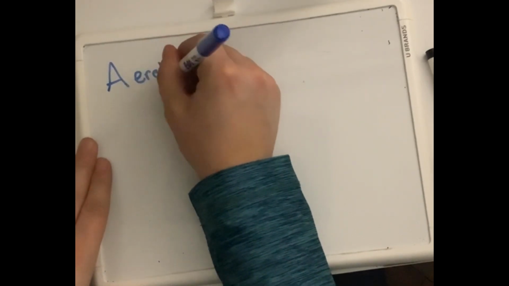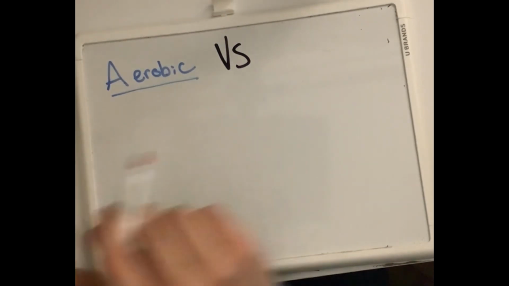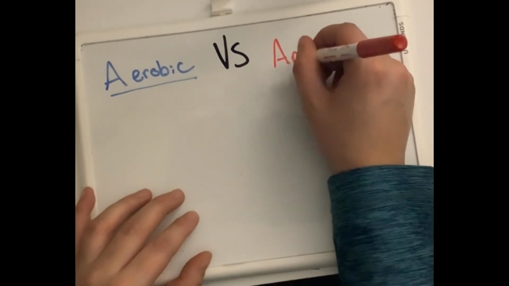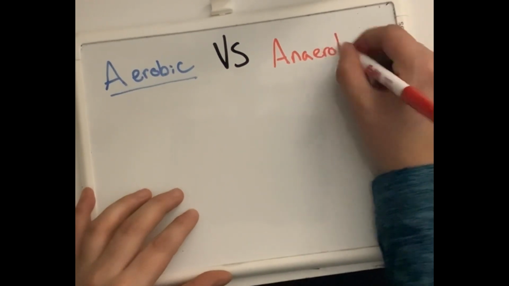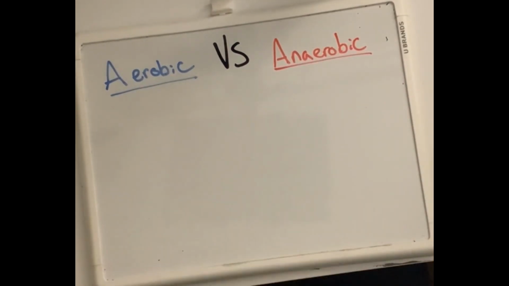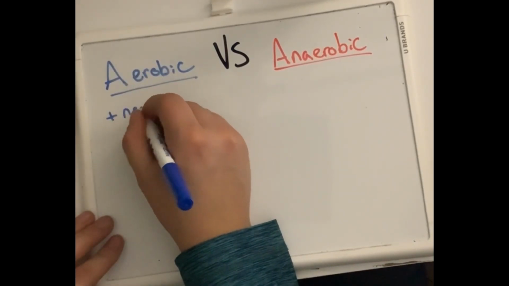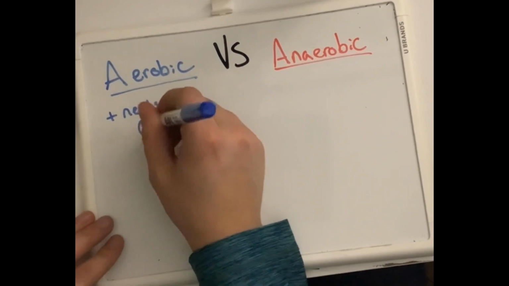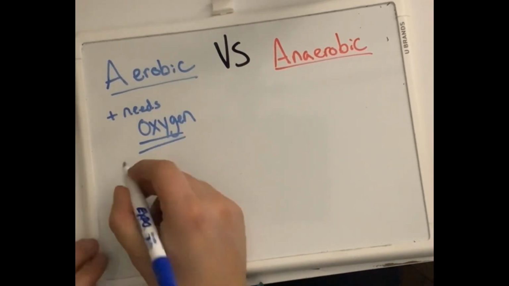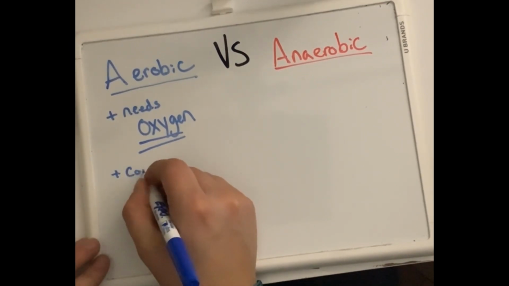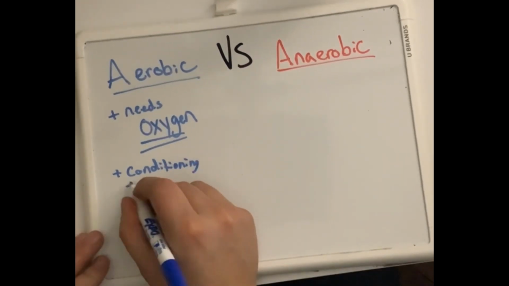Now we're going to compare aerobic training to anaerobic training. So we already talked about some of these aerobic and anaerobic properties. We said aerobic meant with oxygen and anaerobic without. So same thing, aerobic training needs oxygen to energize the muscles or energize the contractions. This would be considered things like conditioning activities or conditioning training.